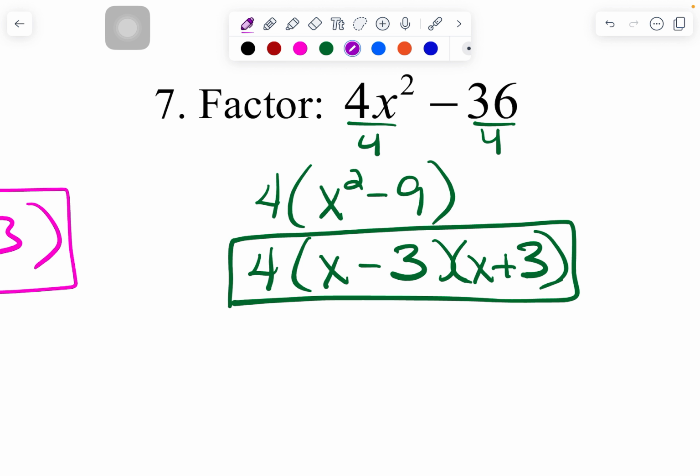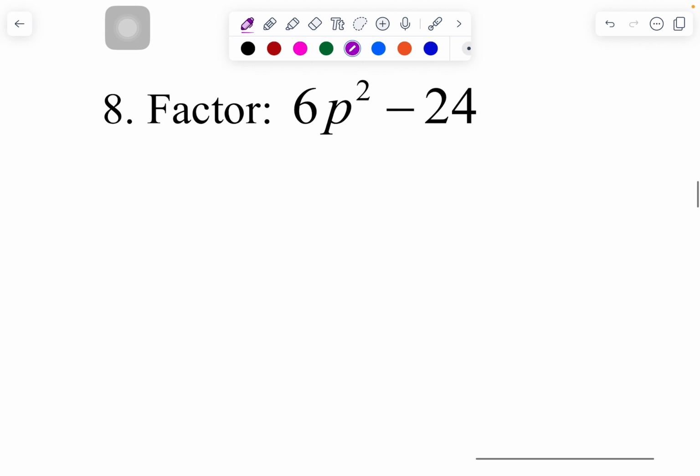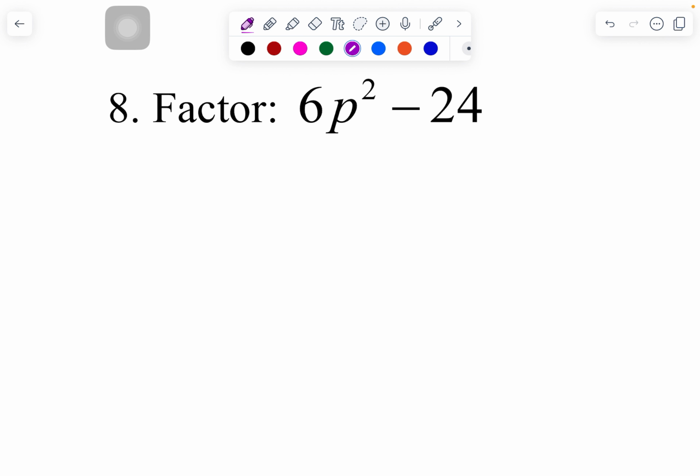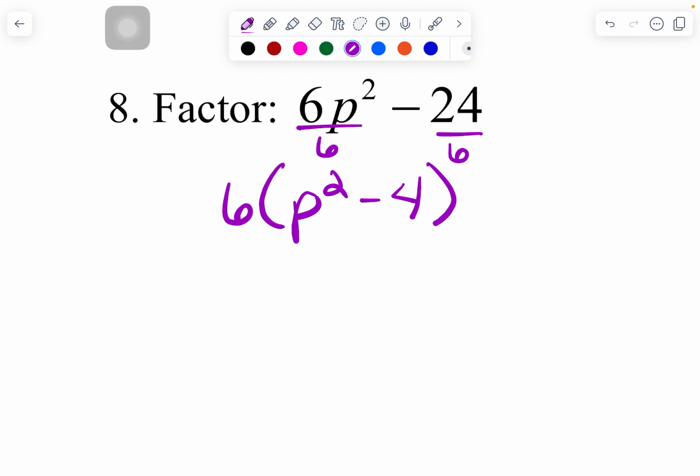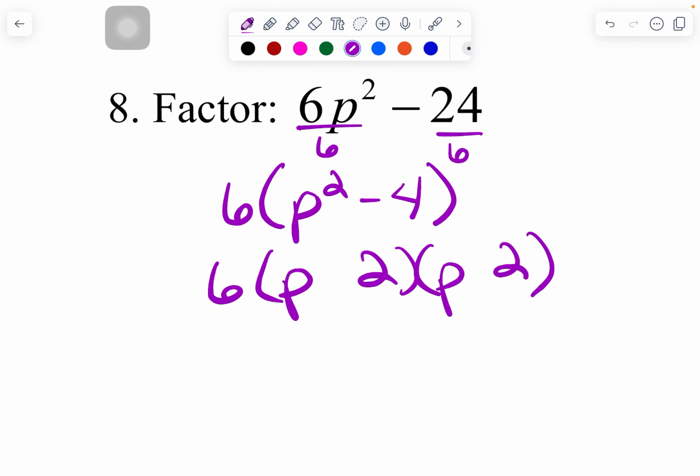Okay? So speaking of GCFs, which is problem number 8, oh, look, I have another GCF. In this case, I want to take out a factor of 6. So taking out a factor of 6, that would be p squared minus, what is that, 4? Sure, we'll go with a 4. Leave behind the 6, split up the p squared minus 4. So p and p, 2 and 2, one's positive, one's negative.